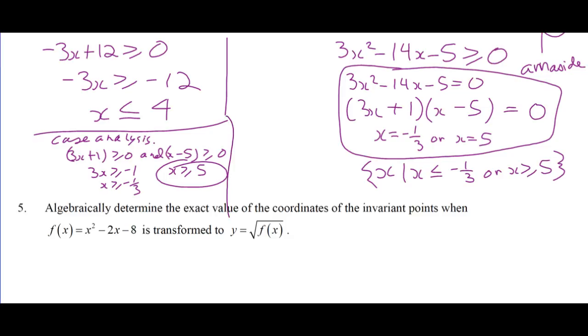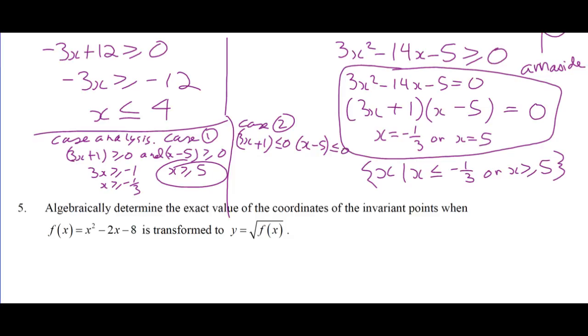This is case 1. Case 2 is that 3x plus 1 is less than or equal to 0, and this is an and, right? That's why we have to go with this, because it's an and. You have to be greater than or equal to negative 1/3 and greater than or equal to 5, which means you have to be greater than or equal to 5. 3x plus 1 is less than or equal to 0, and what about x minus 5? What would it have to be?